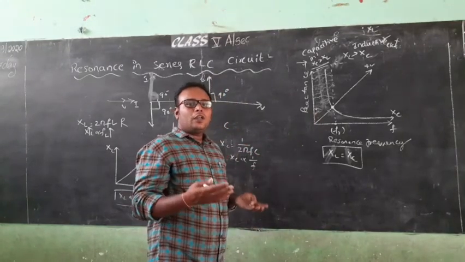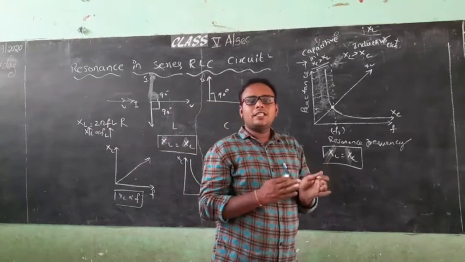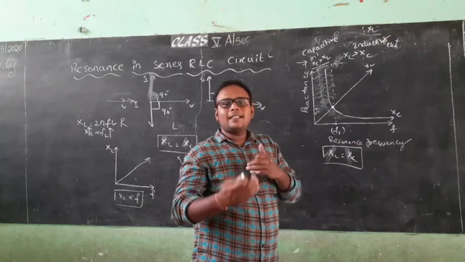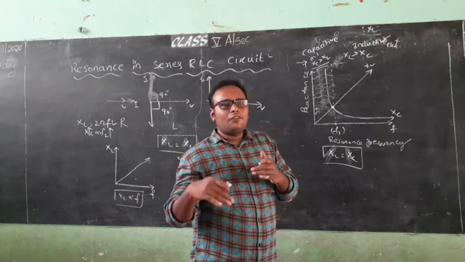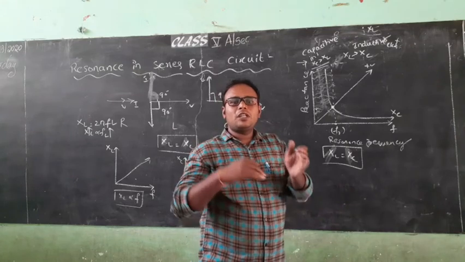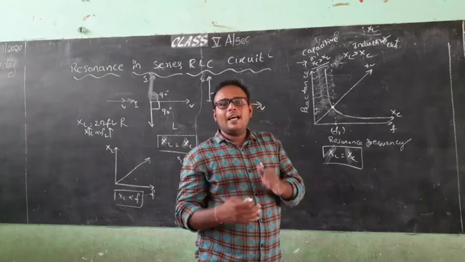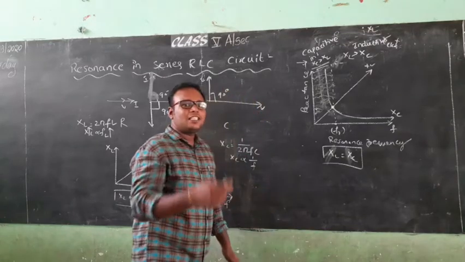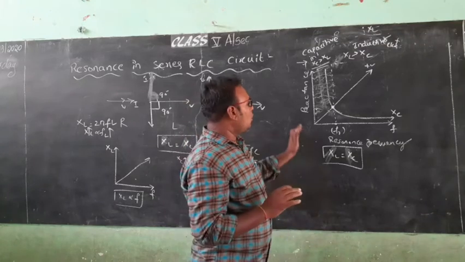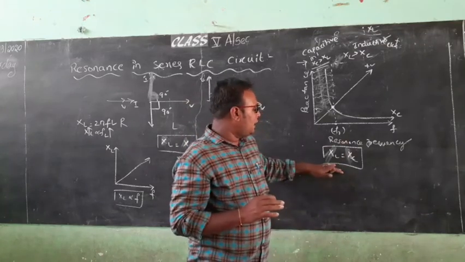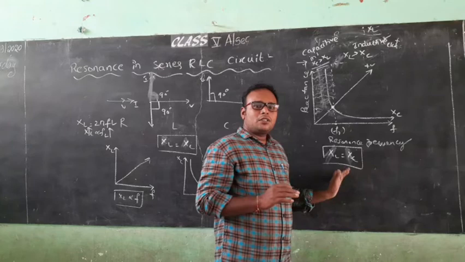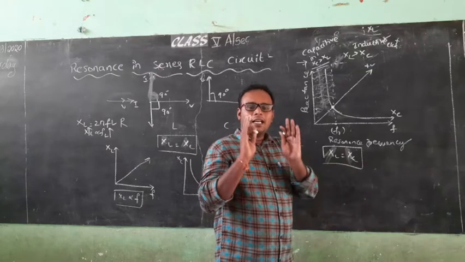We all know that the inductive current lags 90 degrees behind the reference waveform, and the capacitive current leads the voltage waveform by 90 degrees. So the two 90 degrees cancel, and the resultant is resistive. We know that a resistive circuit is in phase, so the phase shift is 0. So when the inductive reactance and capacitive reactance become equal, the circuit behaves like a resistive circuit.